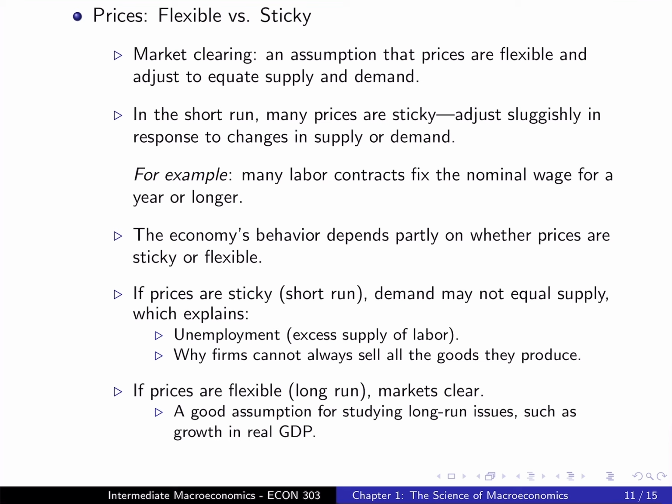The behavior of the economy depends partly on whether prices are sticky or flexible. In the short run, when prices are sticky, markets may not clear, leading to imbalances between supply and demand. This helps explain phenomena such as unemployment resulting from an excess supply of labor, and firms being unable to sell all the goods they produce. In the long run, when prices are flexible, markets tend to clear. This assumption is particularly appropriate for analyzing long-term economic issues such as real GDP growth.